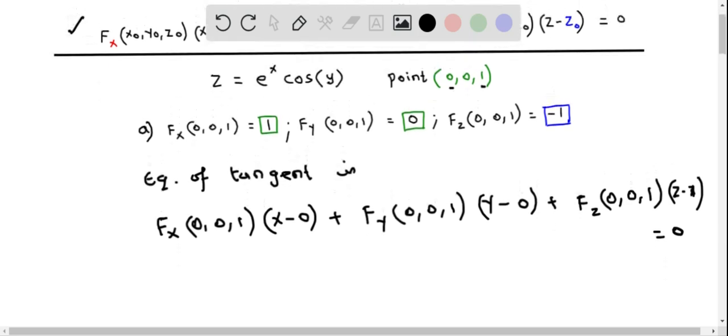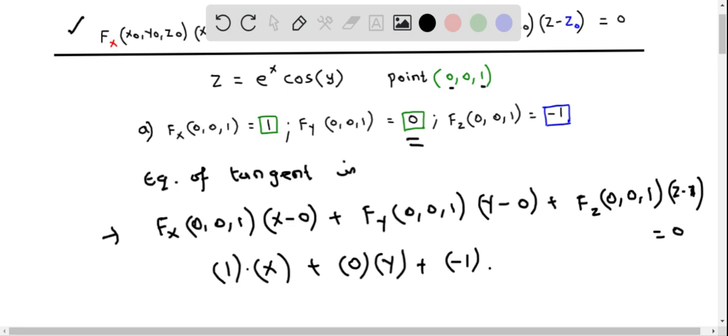So let's substitute the partial derivatives into this equation. Replace fx at 0 comma 0 comma 1 by 1. So this becomes 1 times x minus 0, which is x, plus the partial derivative of f with respect to y, which is 0. So this becomes 0 times y, plus the partial derivative of f with respect to z, which is negative 1. So I put negative 1 times z minus 1, and this equals 0.